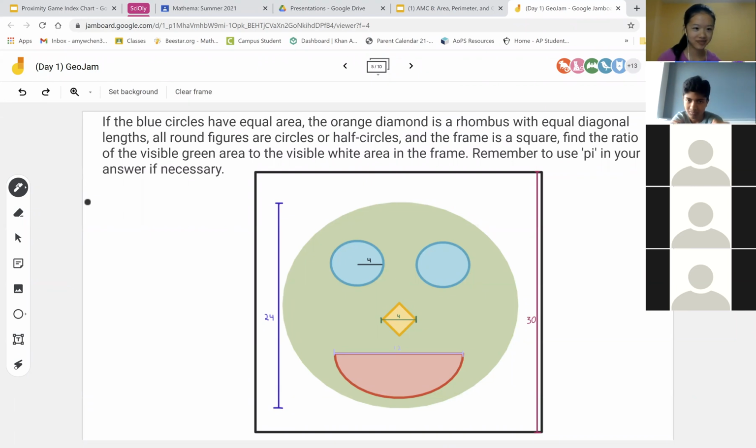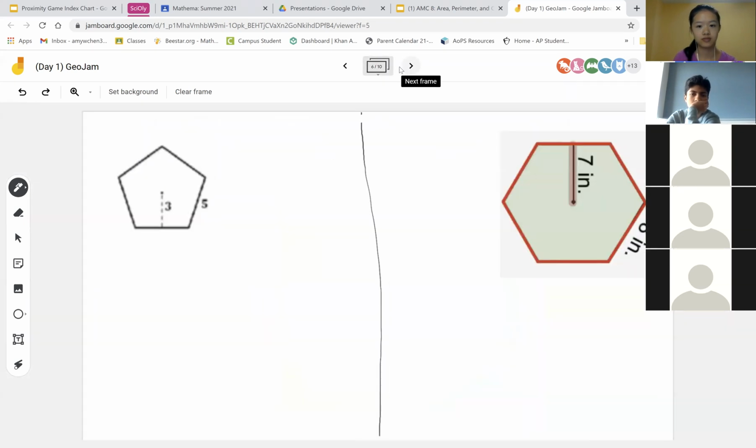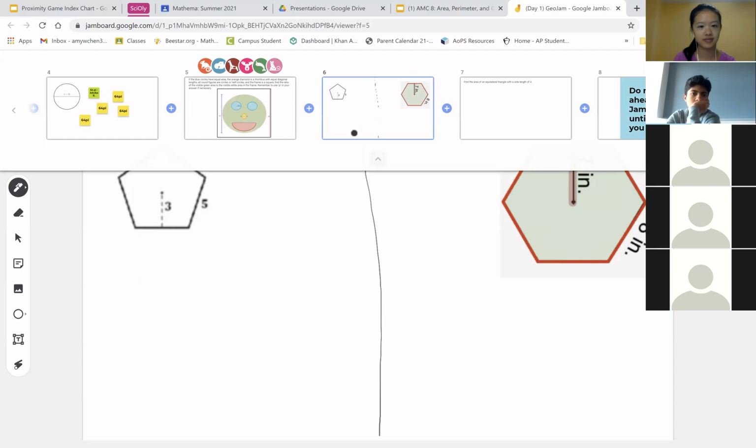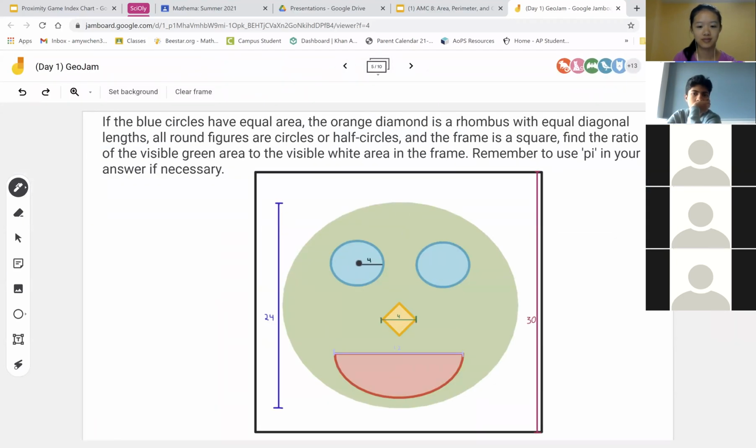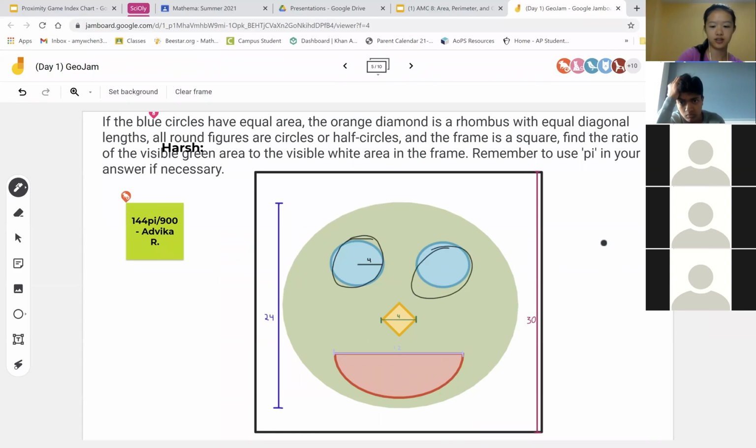Oh, I have a question. So the 24 height is just showing the circle height? Yes, circle diameter. And then the 30 height is for the square frame. Remember, it's the visible green area. So in fact, this and this would be subtracting from the green area because the stuff that's behind there isn't visible.